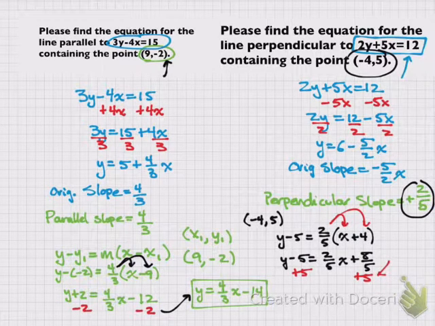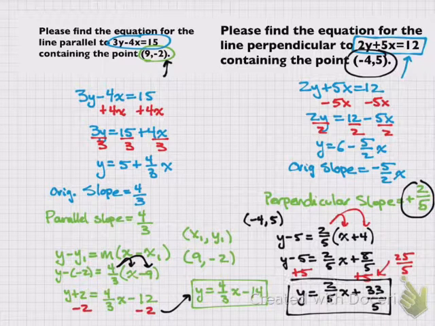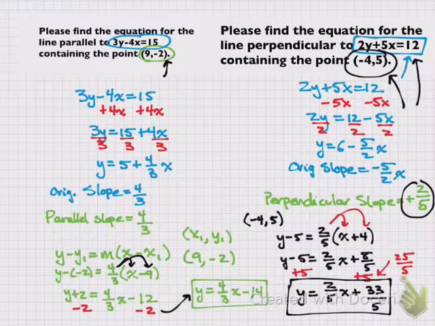5 is the same thing as 25 over 5, because we know we're going to have to add fractions. And we end up with y equals 2/5 x plus 33 over 5. And this is the equation of a line which is perpendicular to our original 2y plus 5x equals 12 and contains the point (-4, 5).